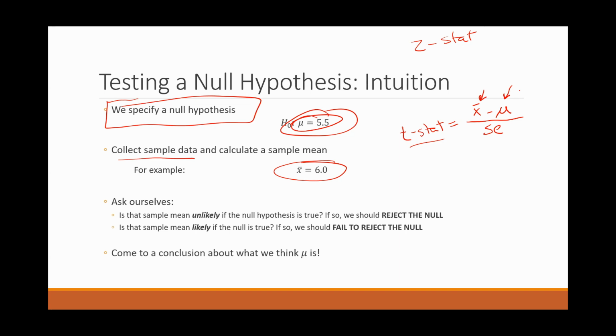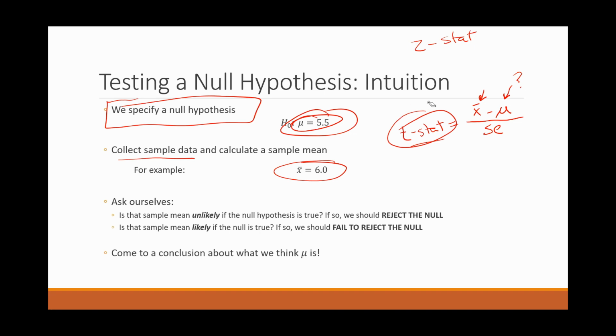Okay, so I talked about that last time, and then I kind of left us on a cliffhanger. I said, well, but we don't know what mu is, so what good is that? We can't calculate our t-statistic. We can't calculate our z-statistic. So what good is this statistic if we don't know what mu is? Well, this is where we're going to pick up.